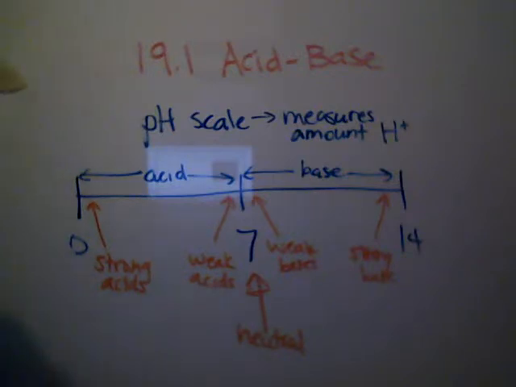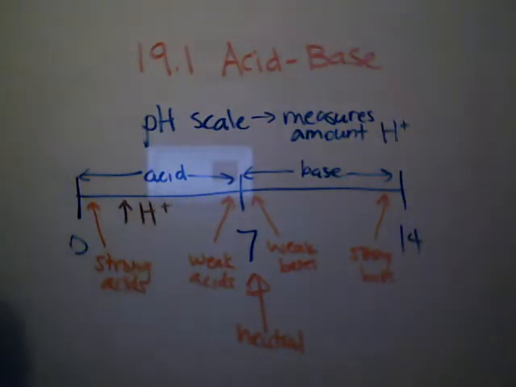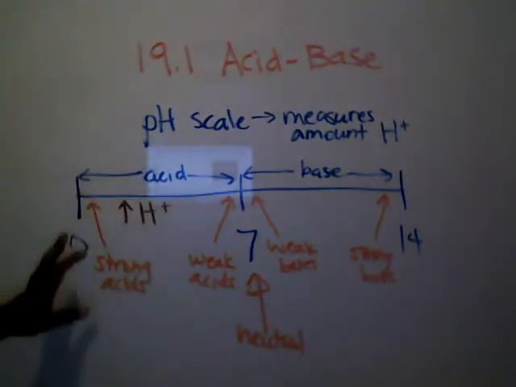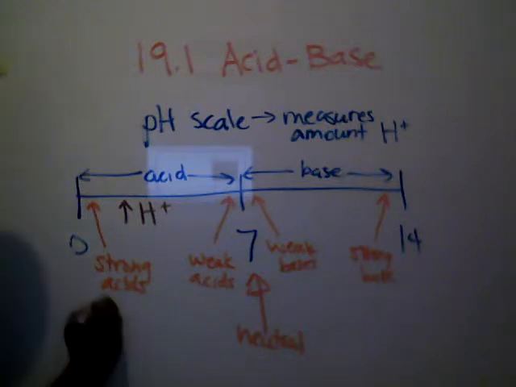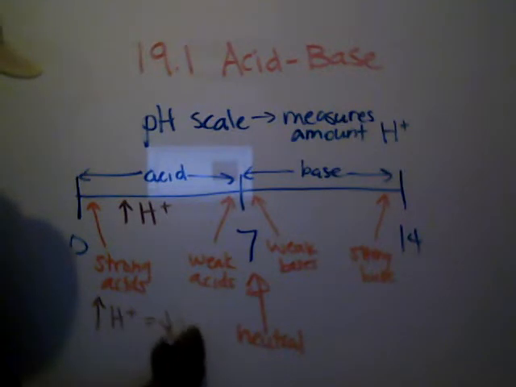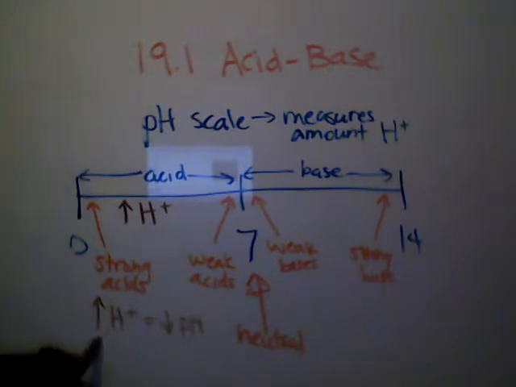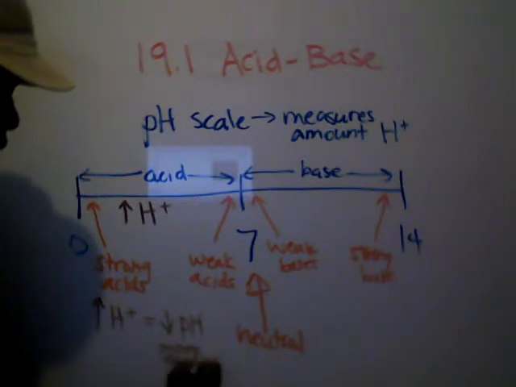One other thing to note with this pH scale: we said pH measures the amount of hydrogen that you have. Acids have high amounts of hydrogen, so they have a lot of hydrogen. The more hydrogens you have, the lower the pH. So I'll write that here. The more hydrogens, or the higher the amount of hydrogens, the lower your pH. We can also think of this as the more acidic you become.